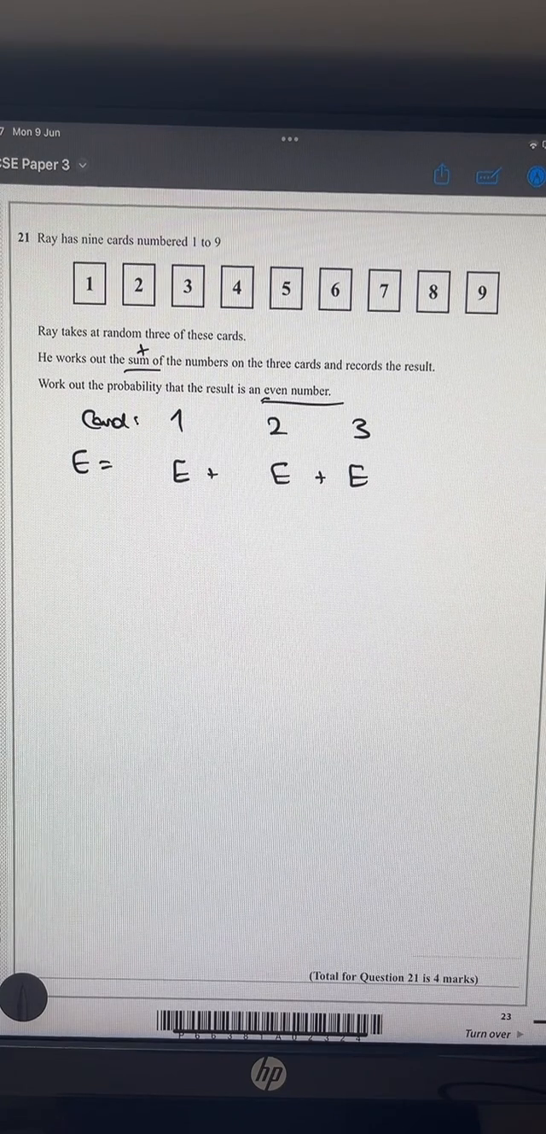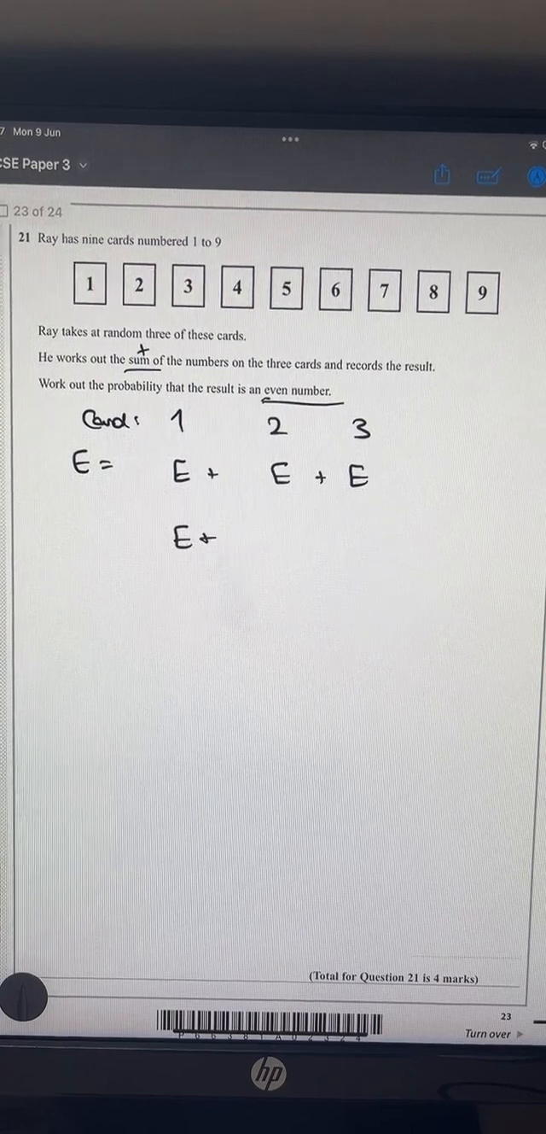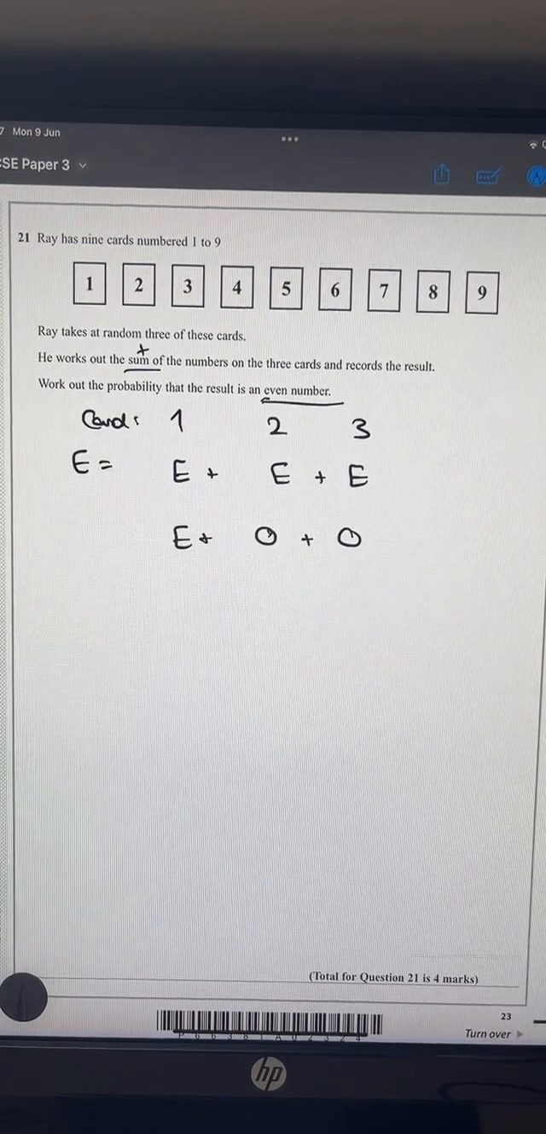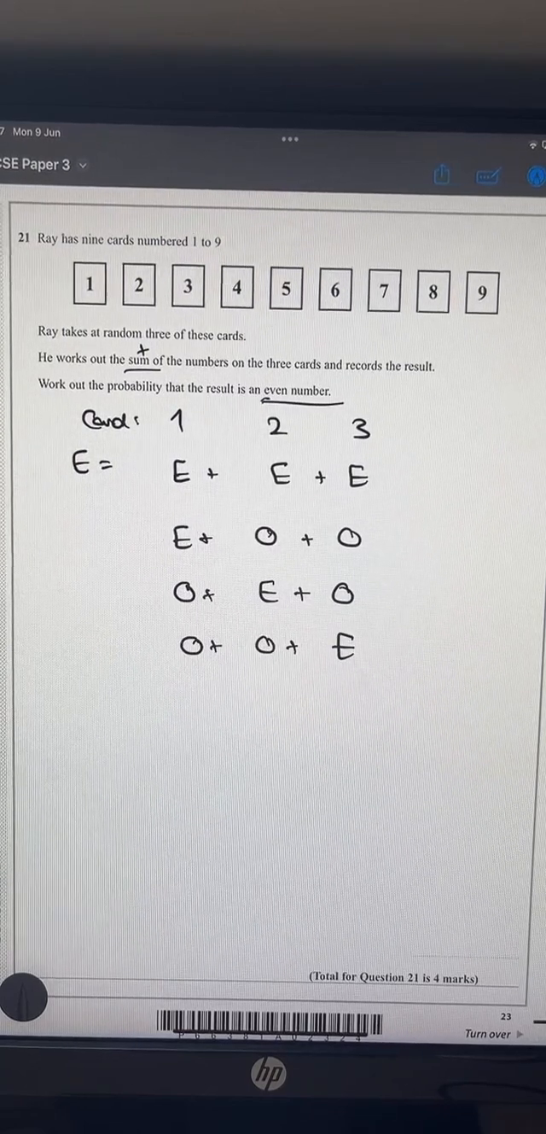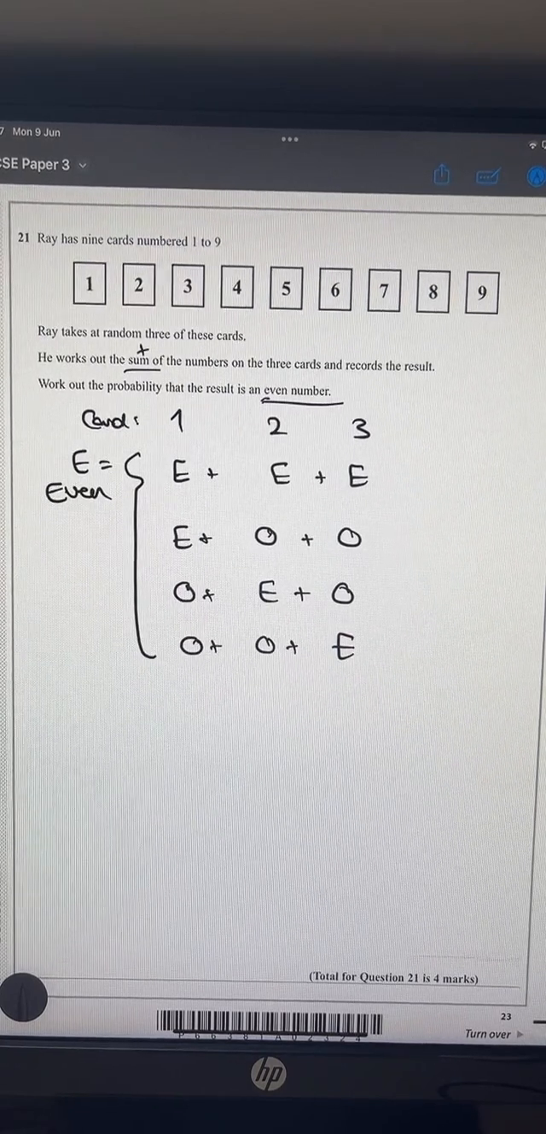So I can't have just an O. I've got to have 2 O's, right? So I can have E plus O plus O. But remember, I can select these in different orders. That's the thing with probabilities. You've got different ways of selecting your cards. So I can have E plus O plus O, or I could bring the E here, so it would be O plus E plus O, or I could bring the E to the end, O plus O plus E. I sound like I'm saying nonsense, honestly. So yeah, these are all going to be even. Now I just got to figure out what is the probability of each of these and add them, right? So if I have even, then even, then even, I'm multiplying them across.